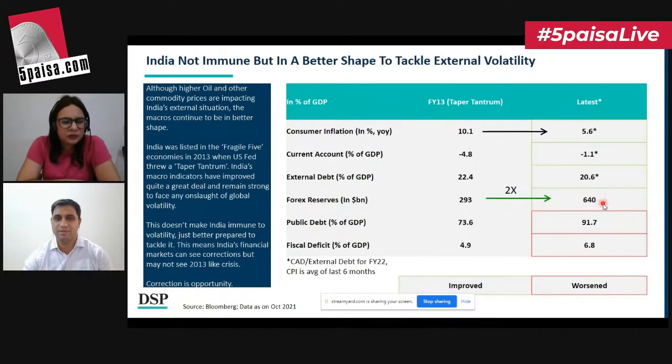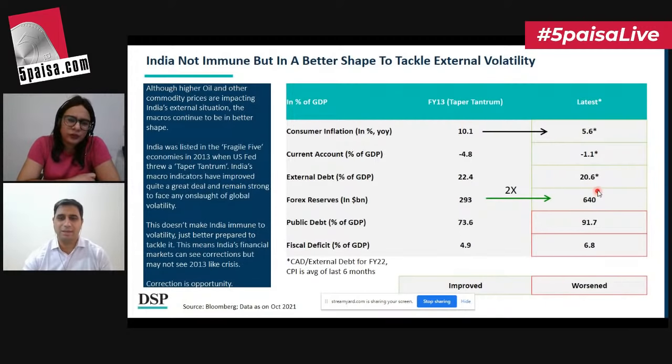We have a lot of FX reserve. Inflation is a little on the higher end but still very normal in terms of where we are in the economy. और हमारा current account भी -1% है, which is a good number. Ex of COVID, this is one of the better numbers we had in the last 10 years, right?